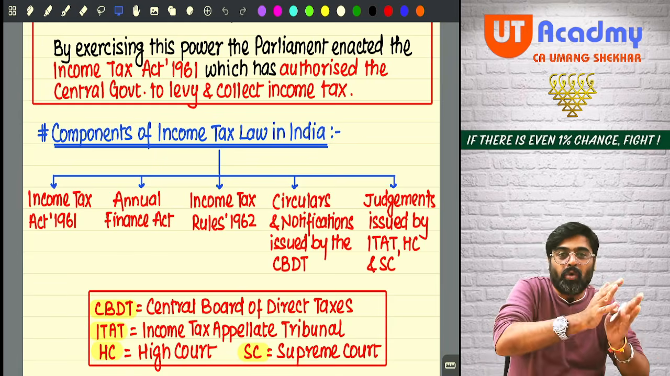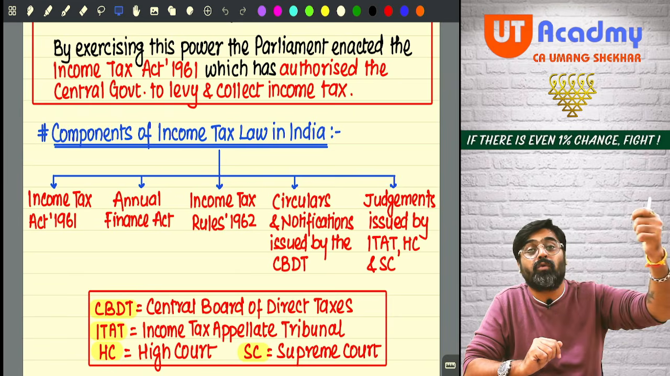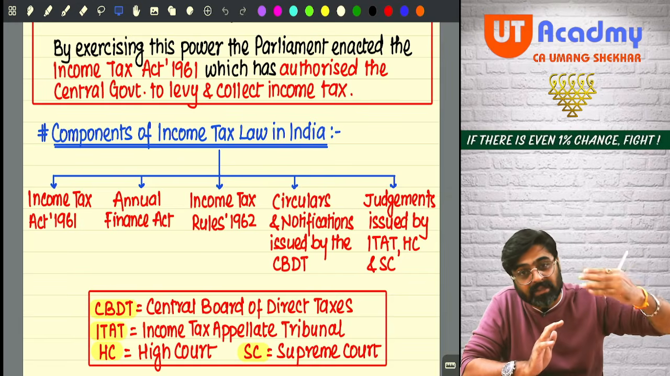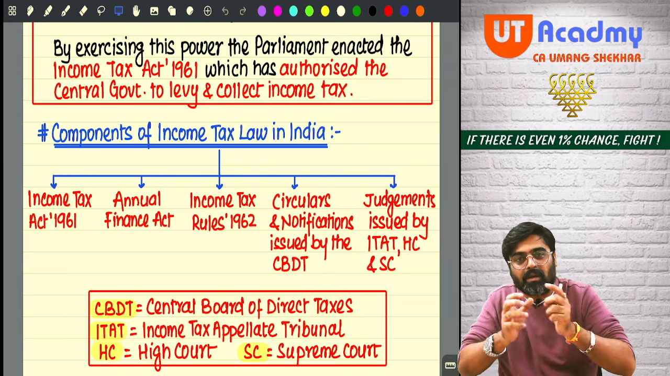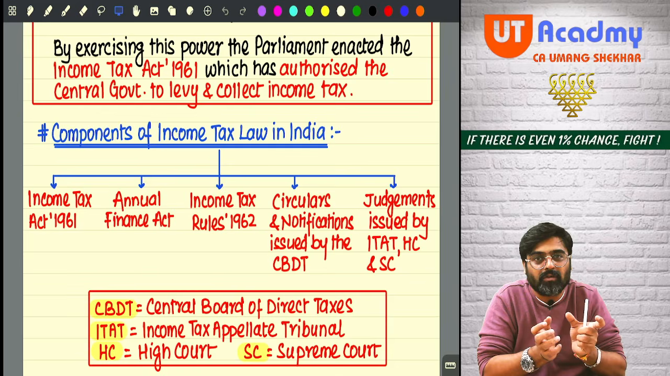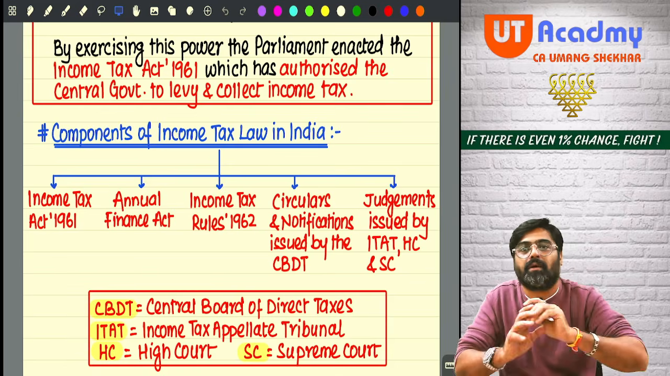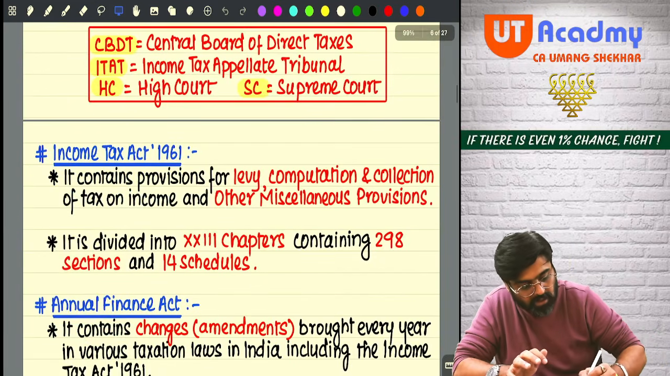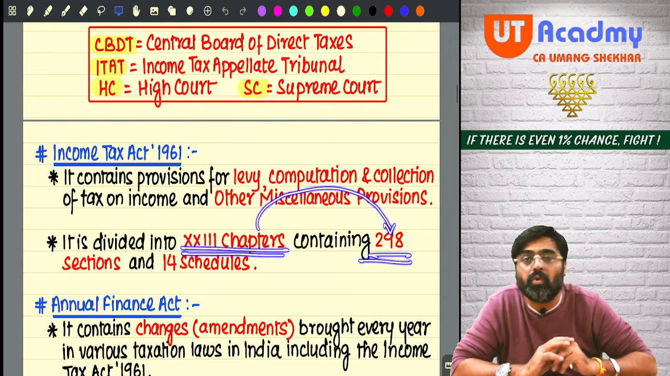Then chapter number 2 covers section number 4 to section number 14A. Then chapter number 3 starts from section number 15 onwards. Likewise, a few sets of sections are divided into every chapter. So how many chapters are there? 23 chapters, and these 23 chapters contain how many sections?